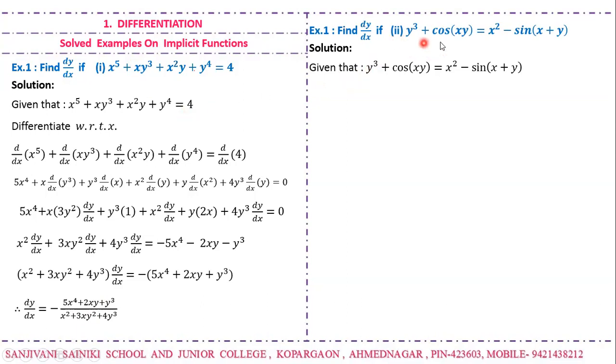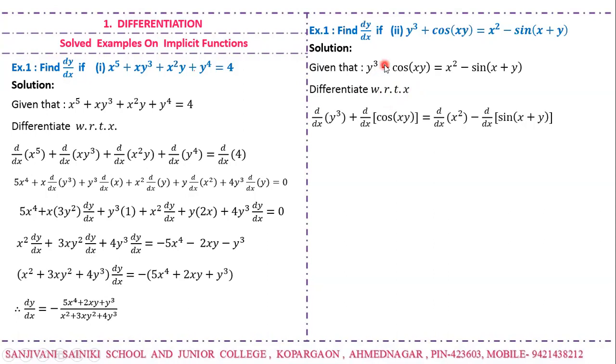Now the second example: y cube plus cos of xy is equal to x square minus sin of x plus y. Here also it is not possible to write y in terms of x or x in terms of y. So we have to differentiate both sides with respect to x. The derivative of the first term plus the derivative of the second term is equal to the derivative of the first term minus the derivative of the second term. Now y cube, its derivative is 3y square dy by dx. Cos of xy, the derivative of cos of f of x.